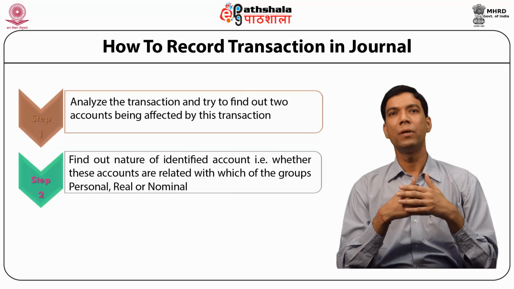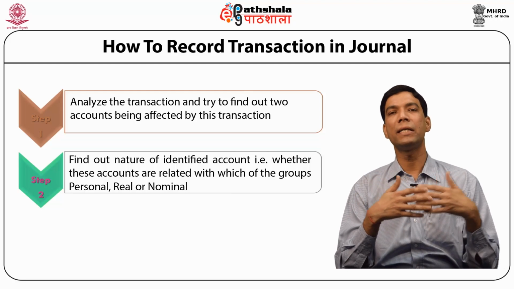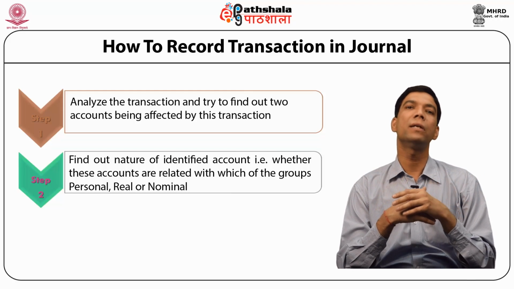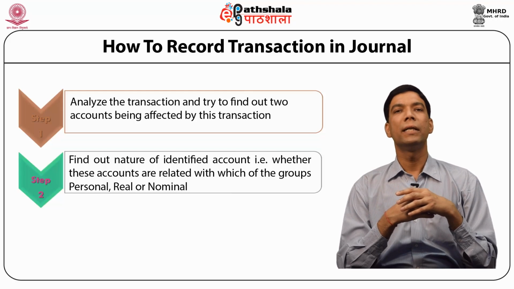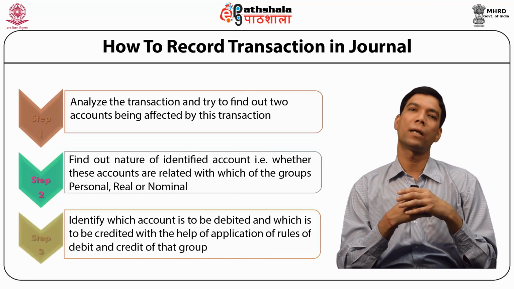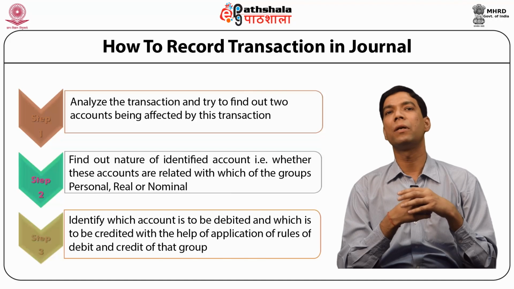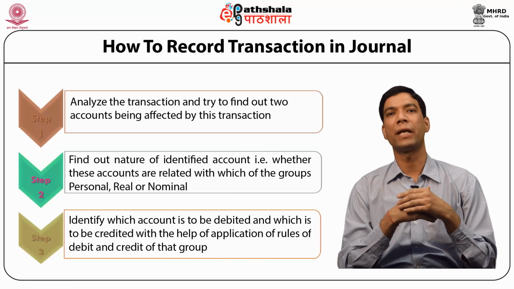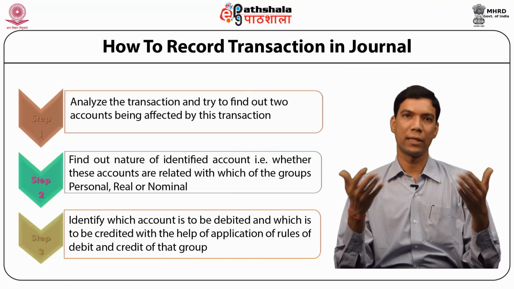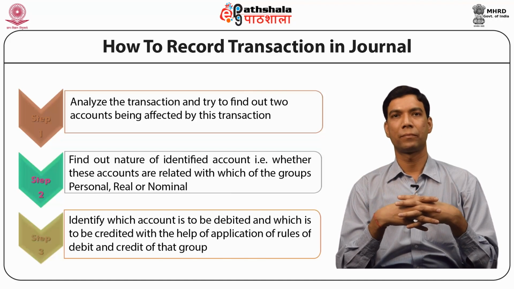Under the third step, once we have identified the 2 accounts affected by the business transaction, we apply the rules of those accounts that we have already discussed under the golden rules of accounting, debit and credit.